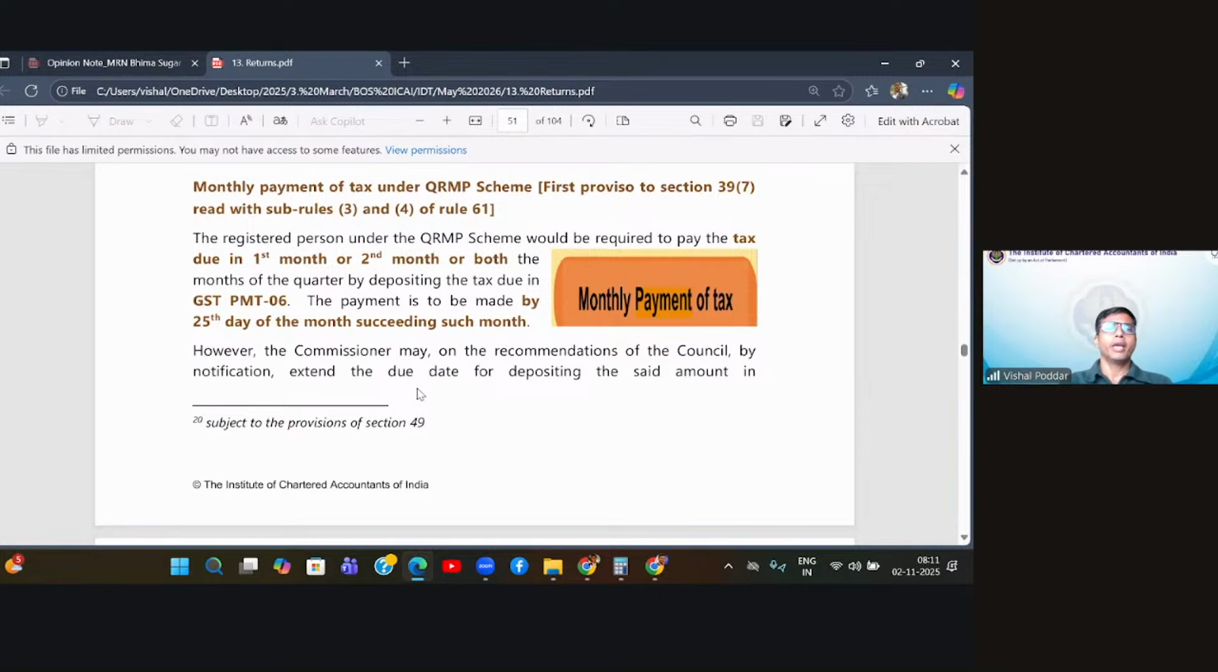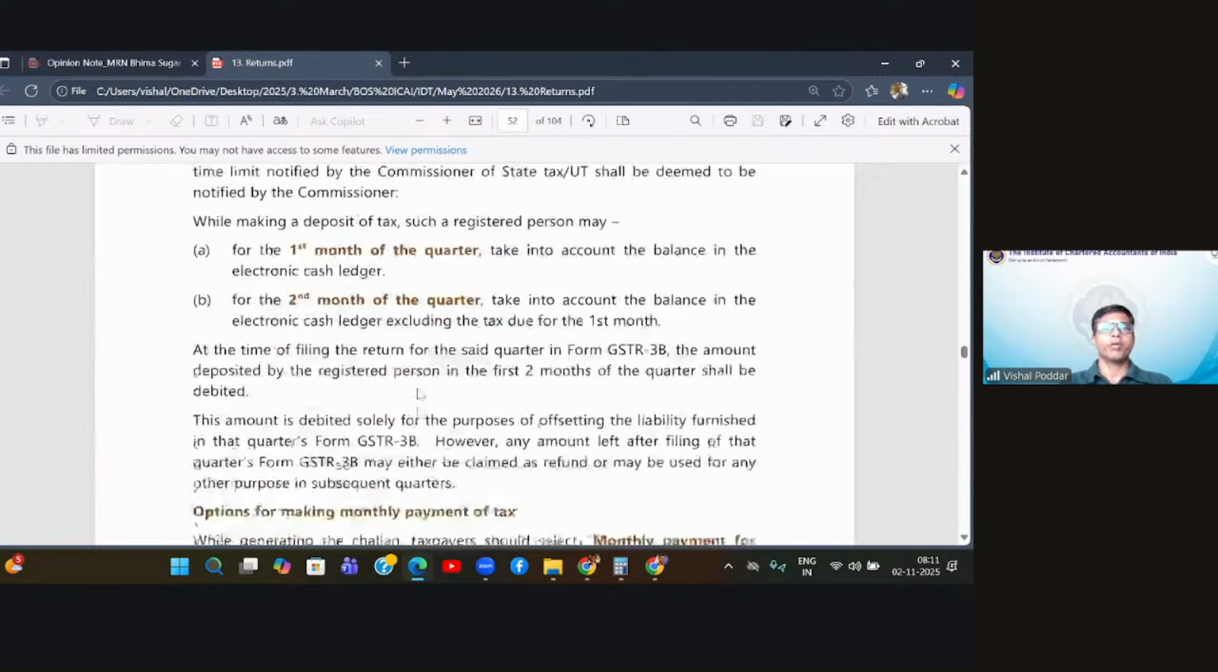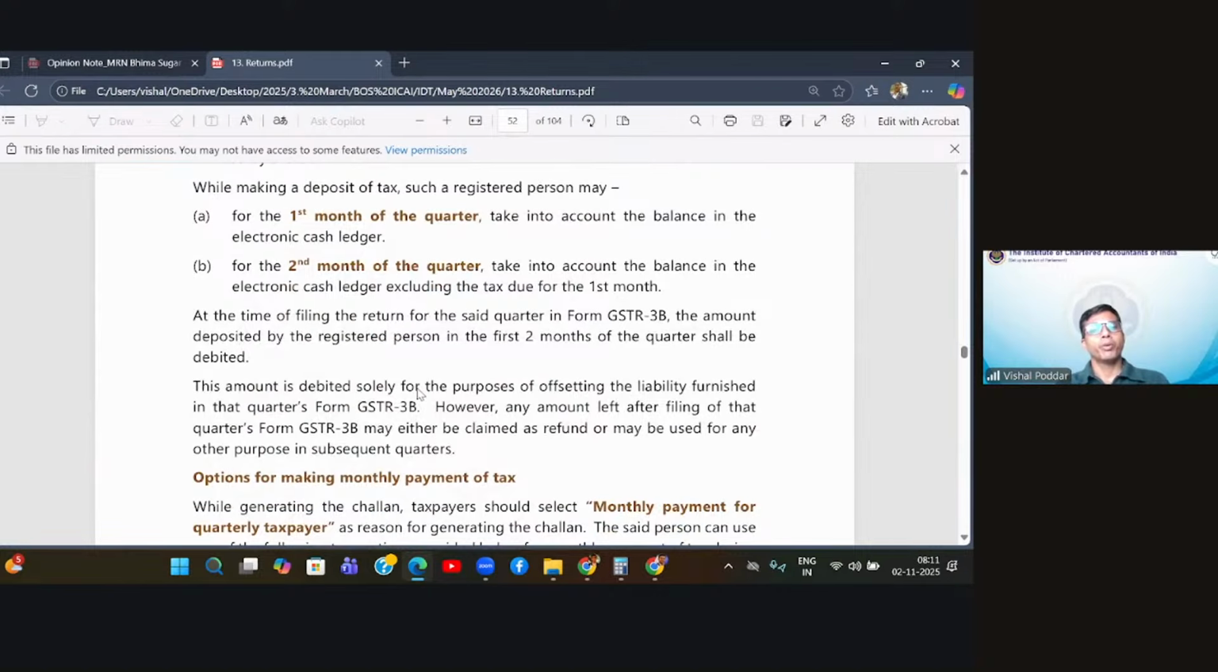So here they have provided a mechanism to compute the tax, and on the basis of this mechanism, the tax has to be paid by you for the first 2 months. And after the first 2 months, when the third month will close, that is when you will be filing your actual return for that quarter, the payments made in the first 2 months will get adjusted. And while filing the returns, after the end of the quarter, you will pay the differential amount.